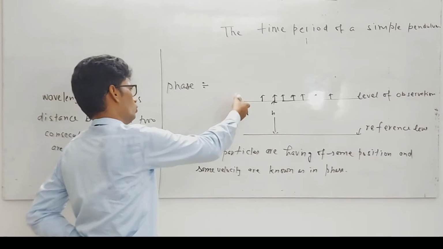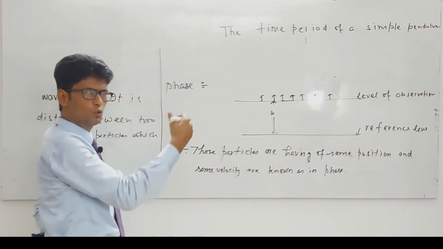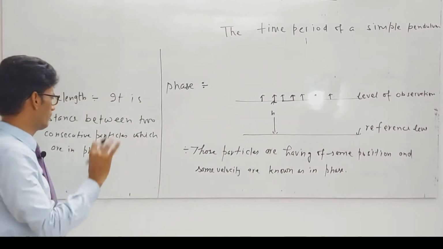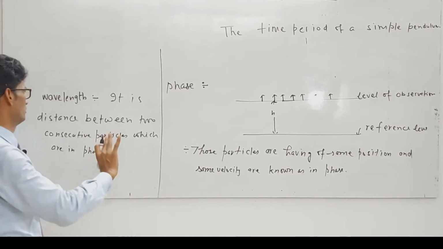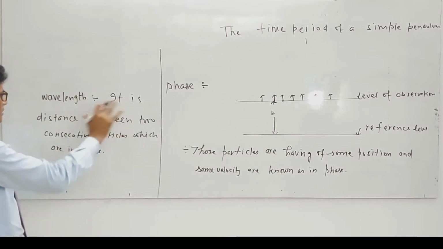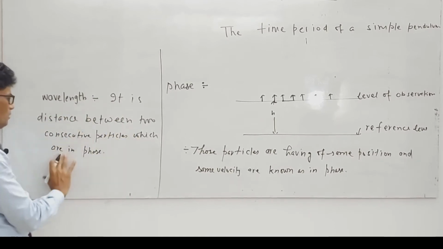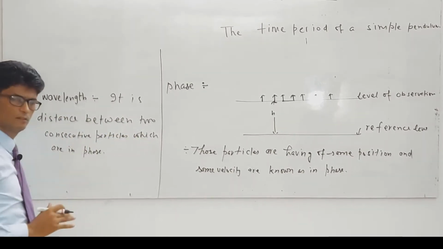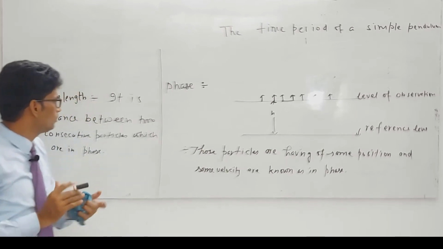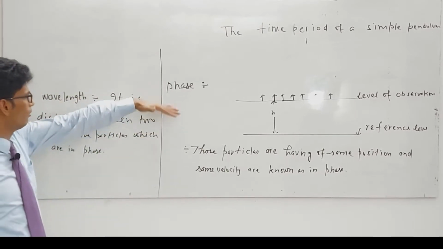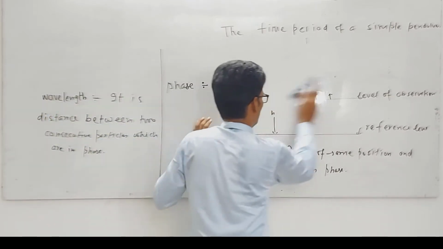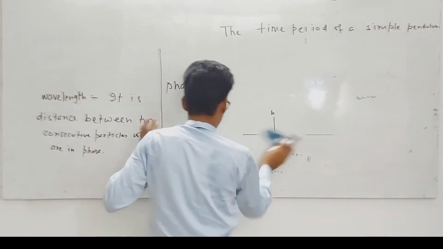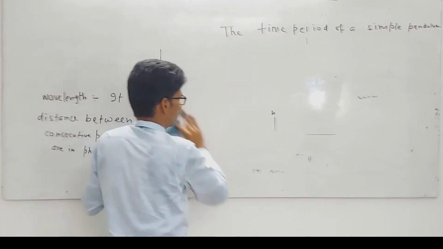However, too many particles are in phase, but these two are consecutive, so the distance between them is known as wavelength. So what is wavelength? It is the distance between two consecutive particles which are in phase. So the two terms we understand right now are phase and wavelength. The third one is the time period.